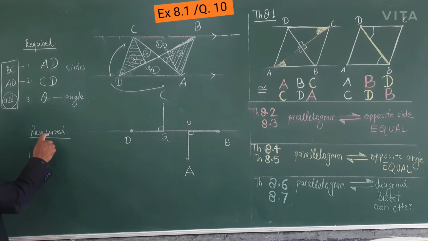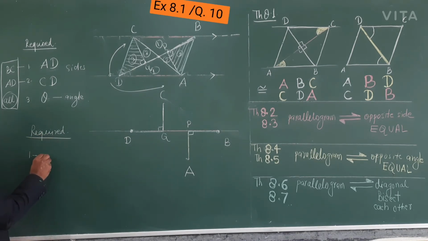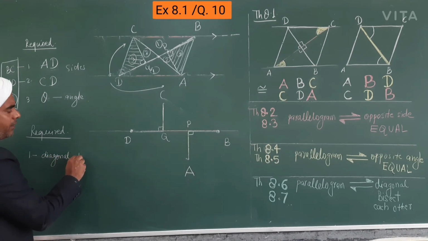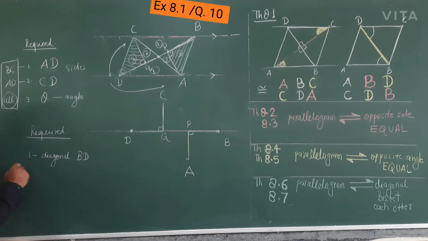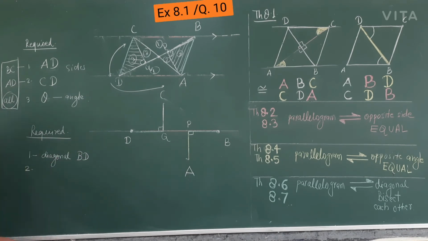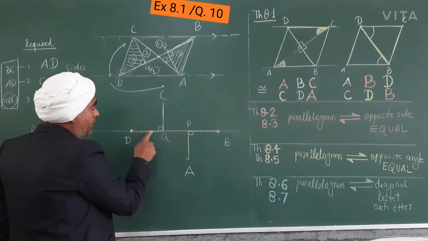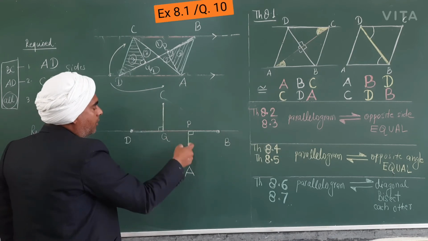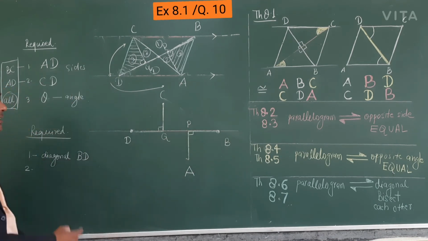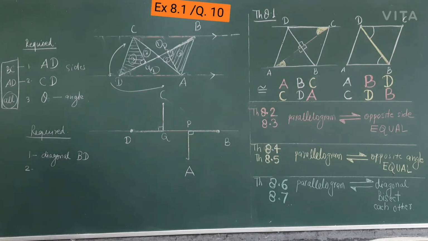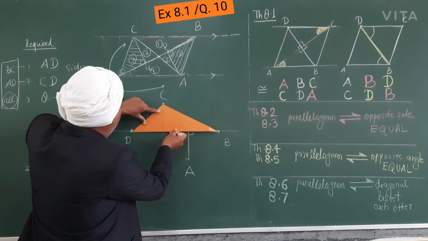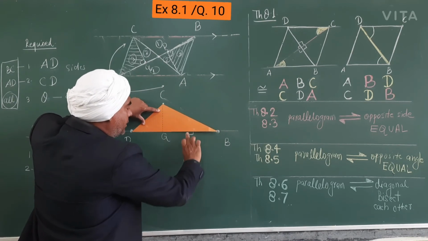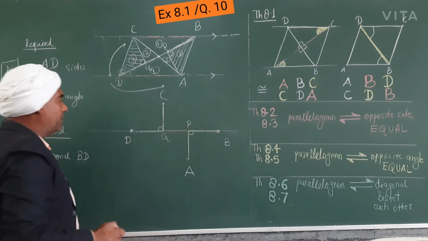Okay. In this case, what is given? The first is the diagonal, only one diagonal BD. It is required or given. The second thing we should take is that the height should be the same. CQ should be equal to AP. If you want to fix your parallelogram, this and this are perpendiculars. The length of the perpendicular should be fixed, should be equal.